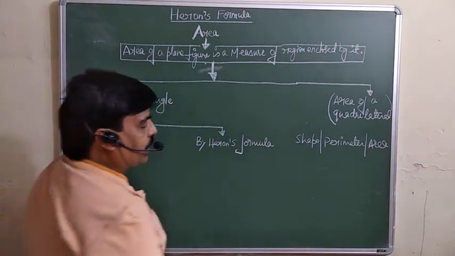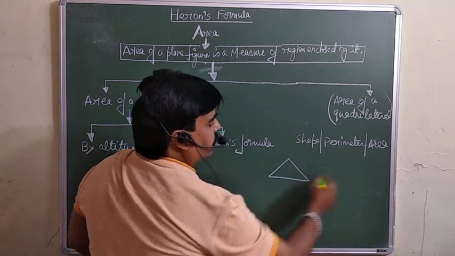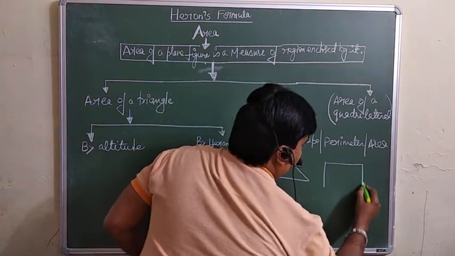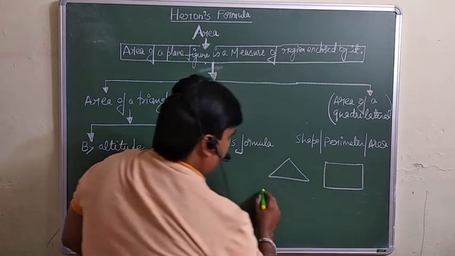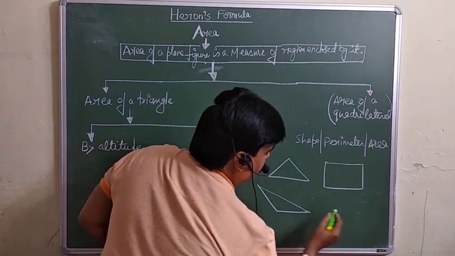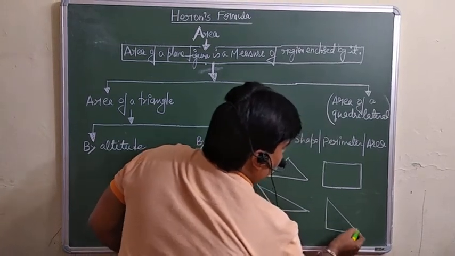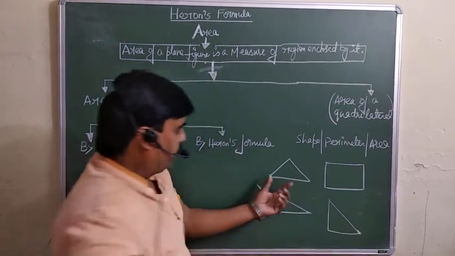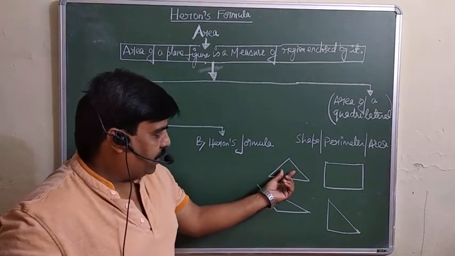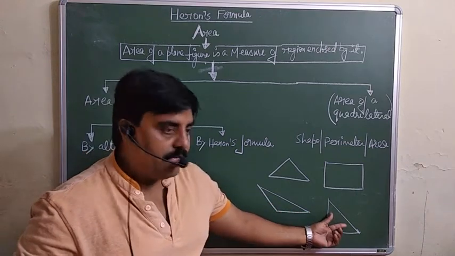First of all, I am taking the shapes. There may be different types of shapes. Suppose this is there. This shape may be there. This is also one of the shapes, and another shape we are taking is this one. So if we talk about the shapes, it may be a triangle, maybe a quadrilateral, triangle, and here is the triangle.